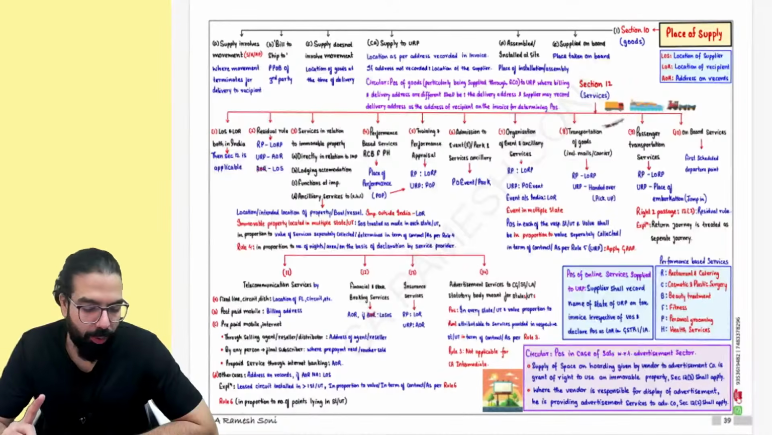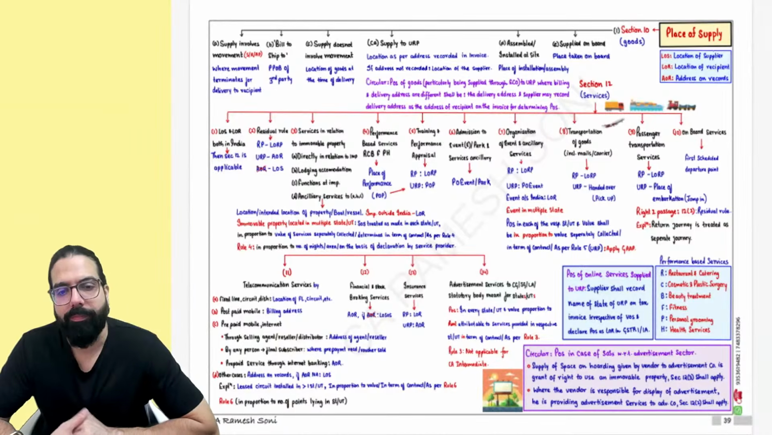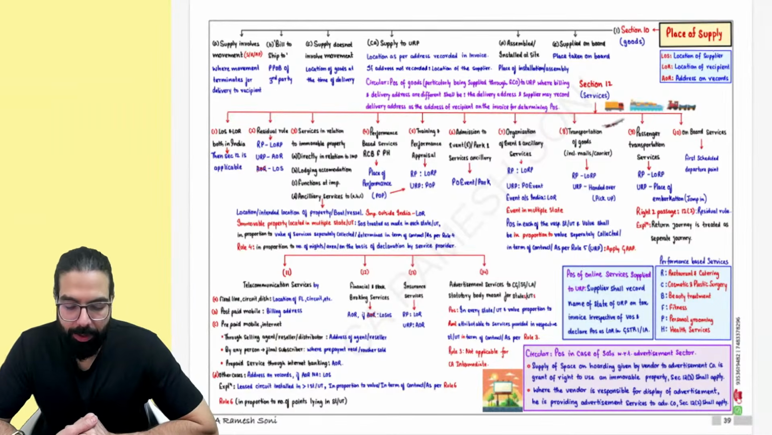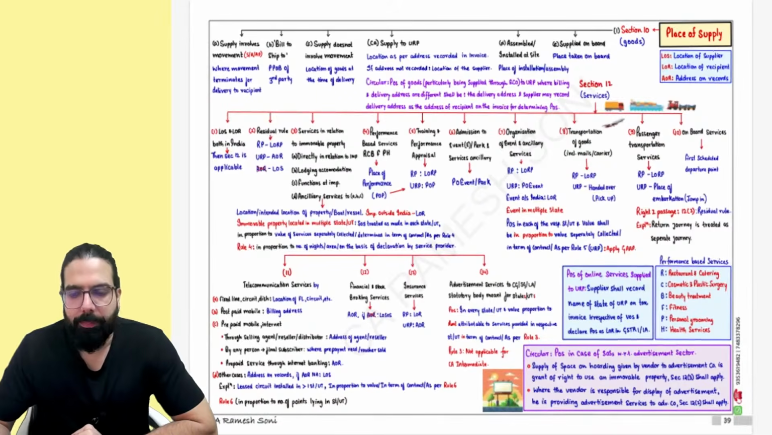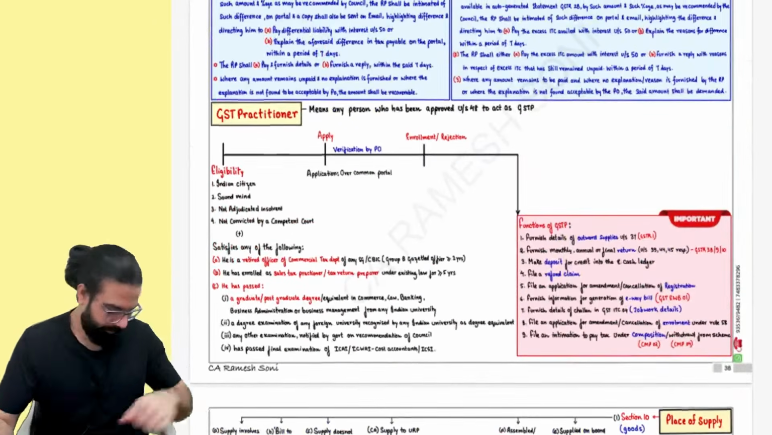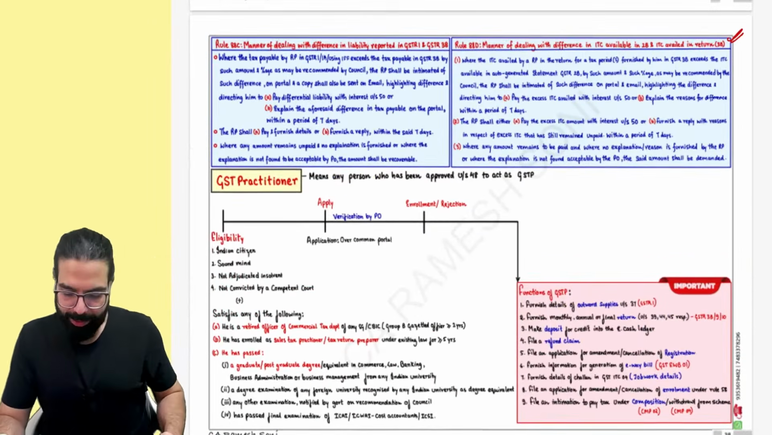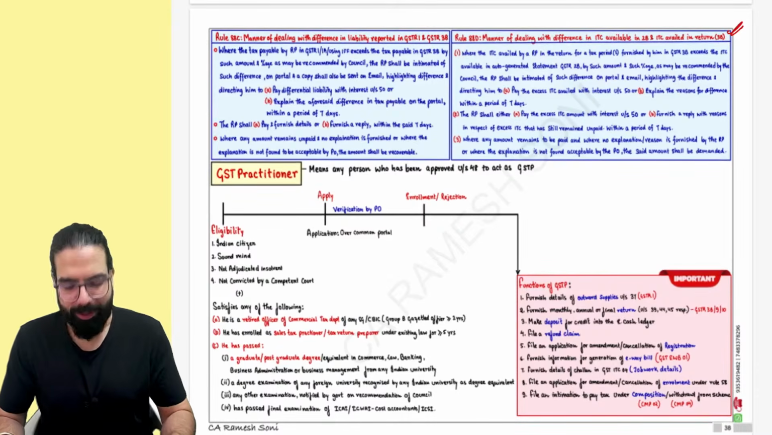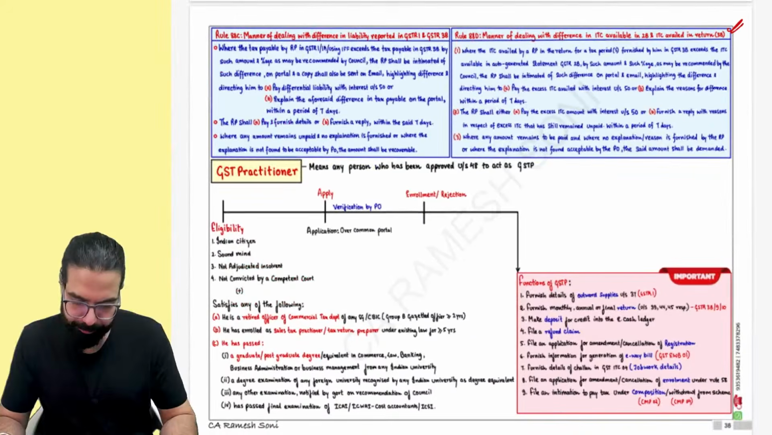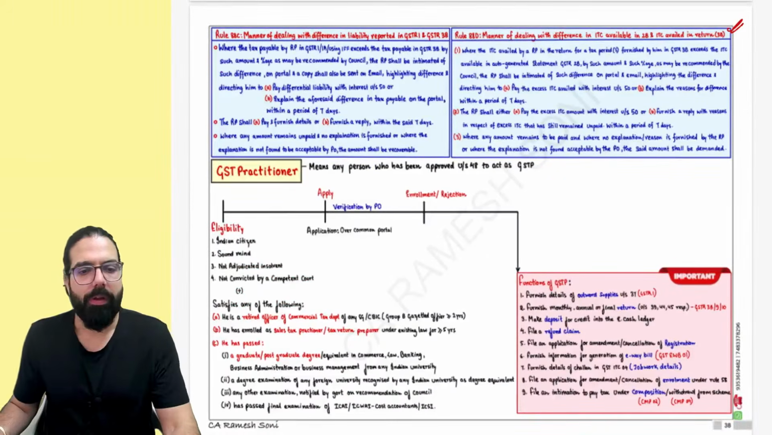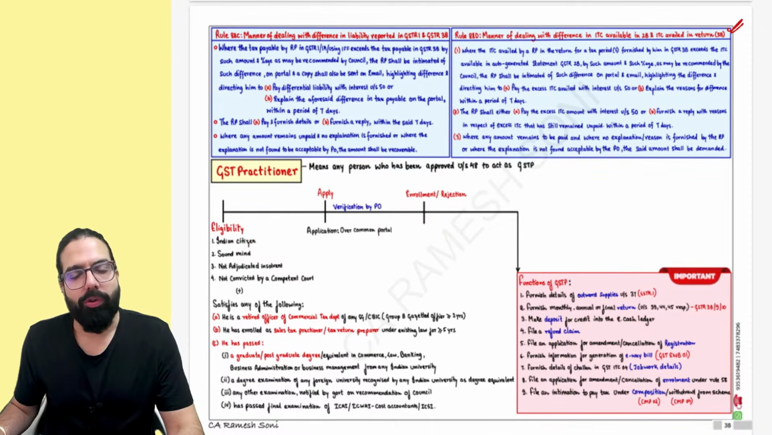I'll go ahead and now do one chapter of place of supply, everyone. Please come to the chapter of place of supply. We'll go ahead and quickly revise the place of supply chapter and we'll wrap it up. Please come to place of supply, everyone. Give me 2 minutes. I'll be back and then we'll revise place of supply and close.